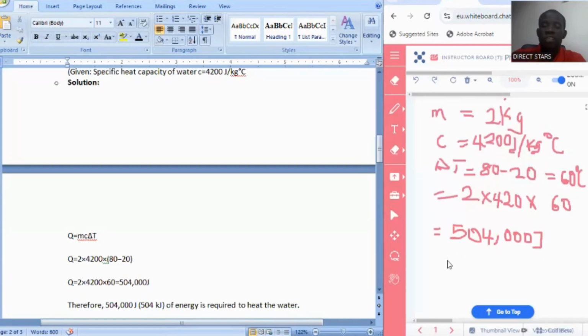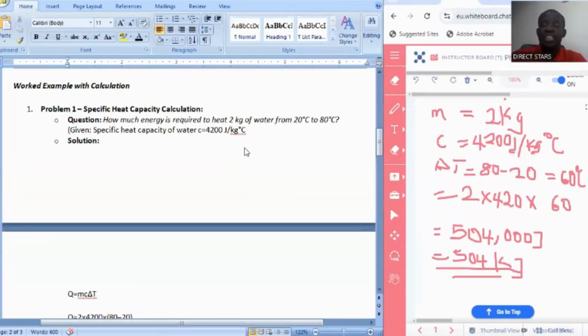So 504,000 joules, which is the same thing as 504 kilojoules. The answer is in kilojoules and in joules. So this is the heat energy required to heat 2 kg of water.